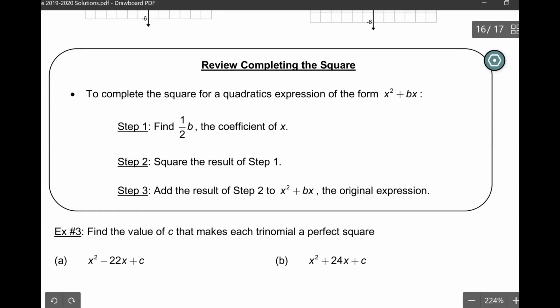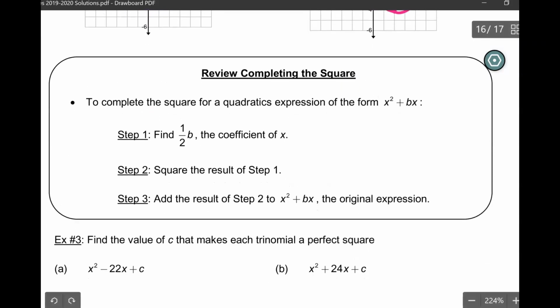Okay, so next, before we go on to the next part, I want to take a step back and review completing the square from algebra. The reason we use this is for what we call perfect square trinomials. So things like x squared plus 6x plus 9. This is x plus 3 times x plus 3, or what we say, x plus 3 squared.